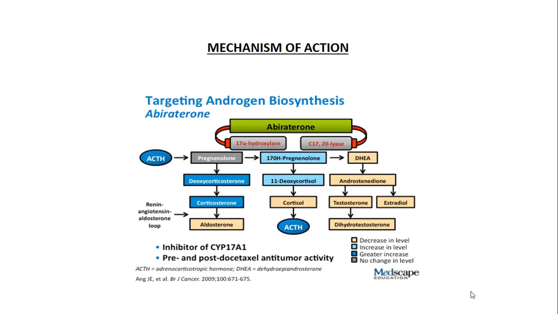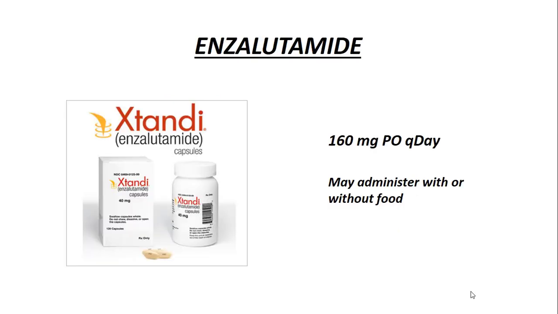Mechanism of action: basically it inhibits CYP17, which has enzymatic activity of both 17 alpha hydroxylase and 17,20 lyase. In this way, it targets the biosynthesis of androgen. And enzalutamide, we give it at a dose of 160 mg per oral per day, may be administered with or without food.